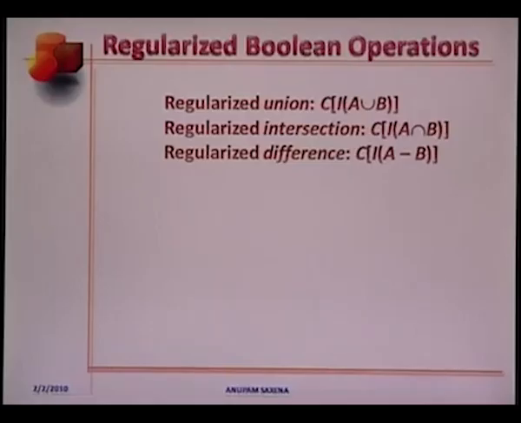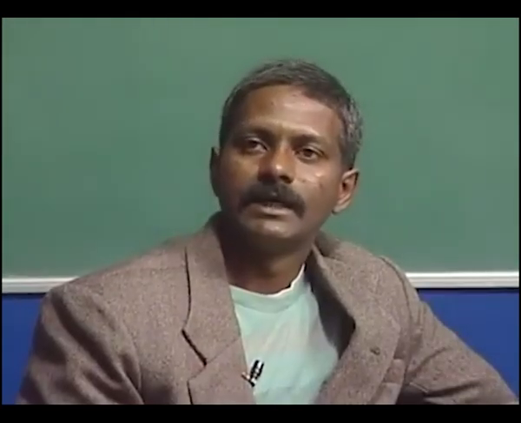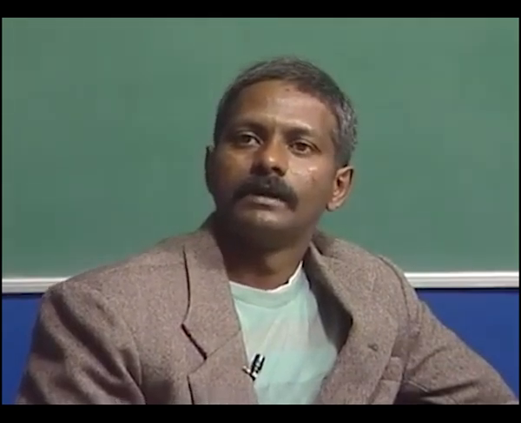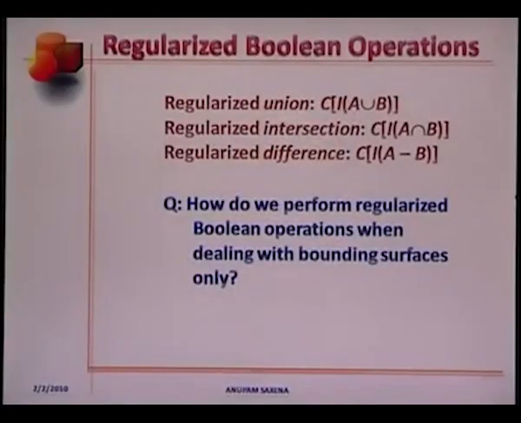But I have emphasized that solids are seen by virtually all solid modelers by their corresponding bounding surfaces, as per the extended Jordan's curve theorem. This is the question that I asked myself last time. How do we perform regularized Boolean operations when dealing with only bounding surfaces, when we do not have a set of points to deal with? Because only then will these operations make sense.